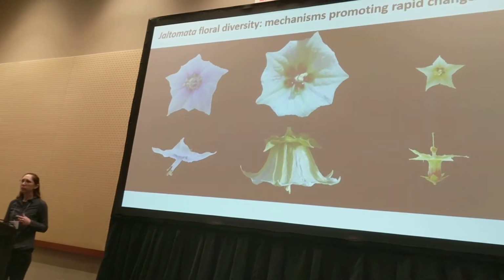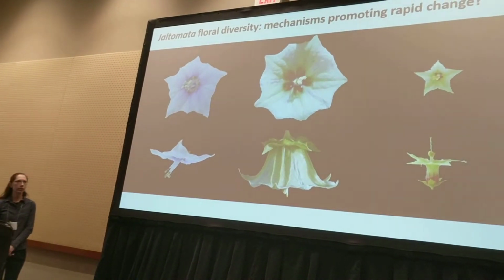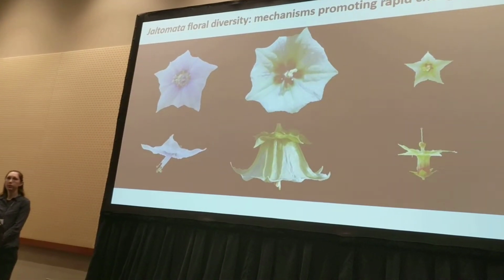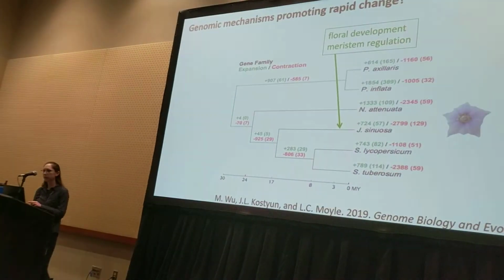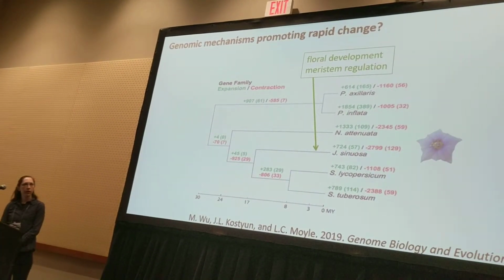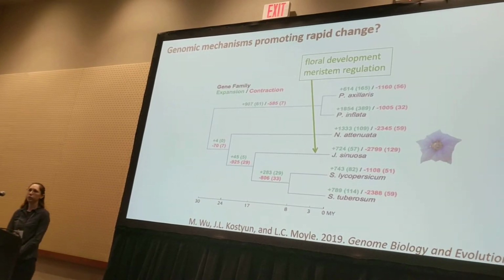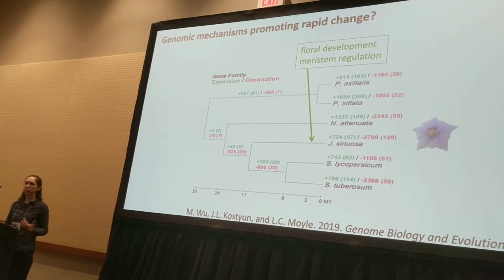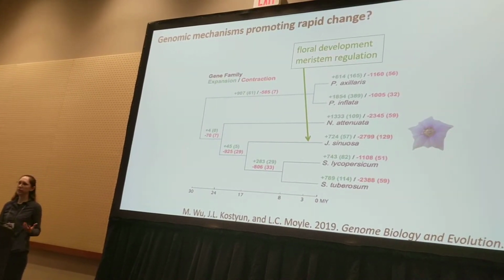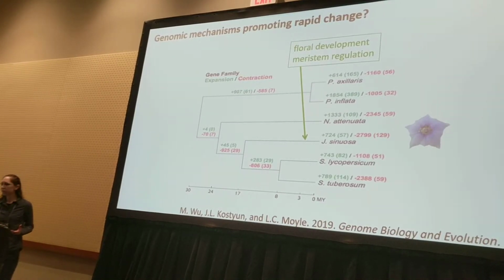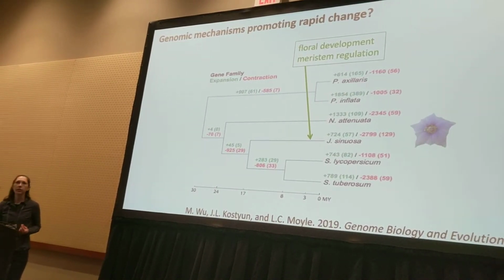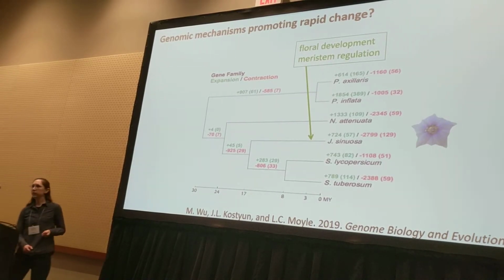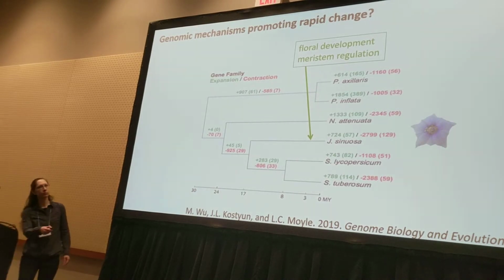All right, so what are potentially some genetic and or developmental processes that could have facilitated this apparent rapid change? One way that we have looked at this is doing a comparative genomic approach. In other words, is there something in particular about the genomic structure in Jaltomata that may have facilitated such rapid change? One of the interesting things that we found is that there is significant expansion of relevant gene families, specifically on the branch leading to Jaltomata.